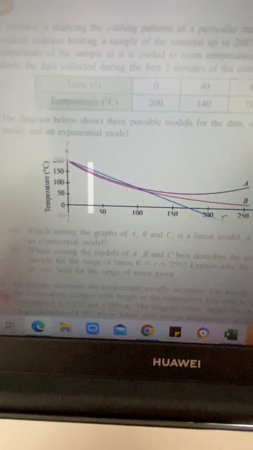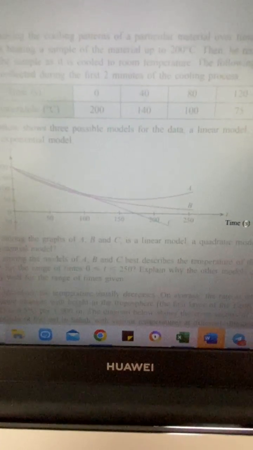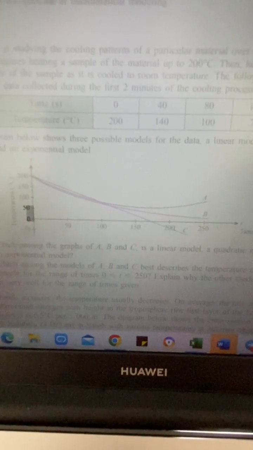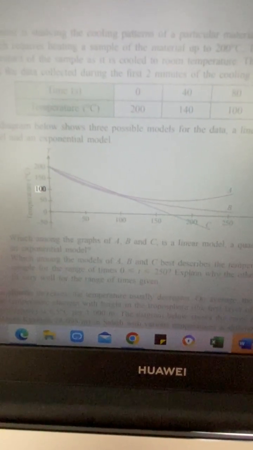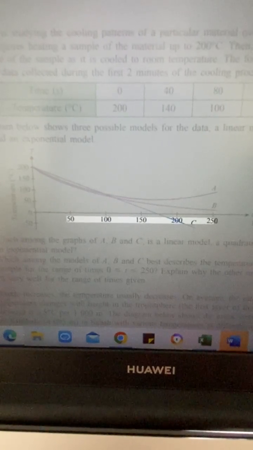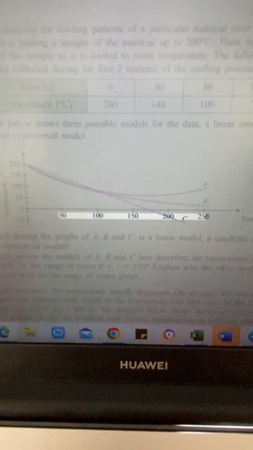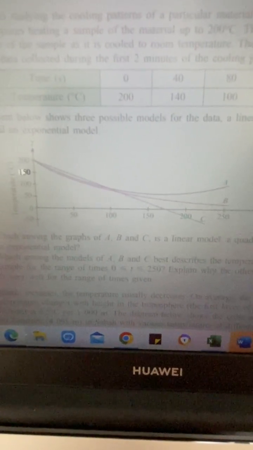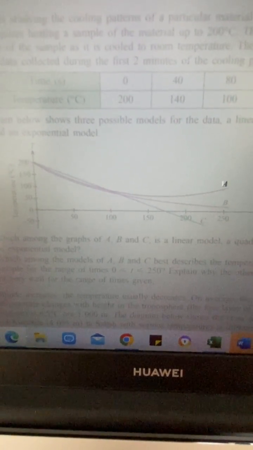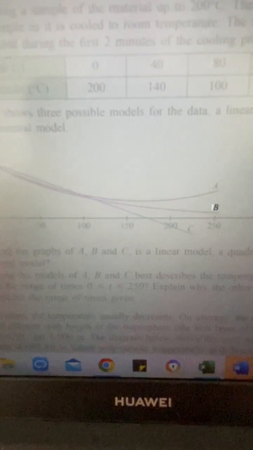Temperature, degrees C, T, against time, s. A, B, C.